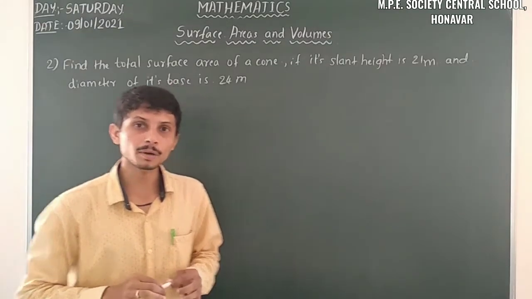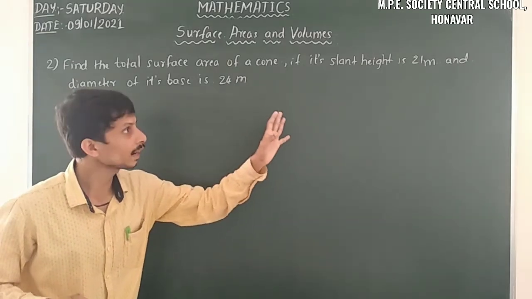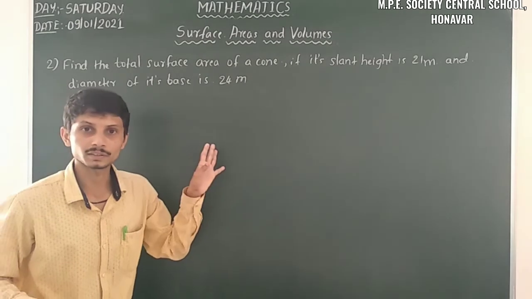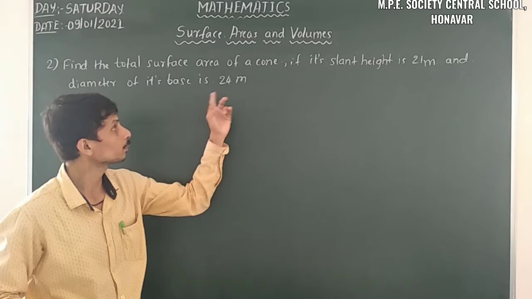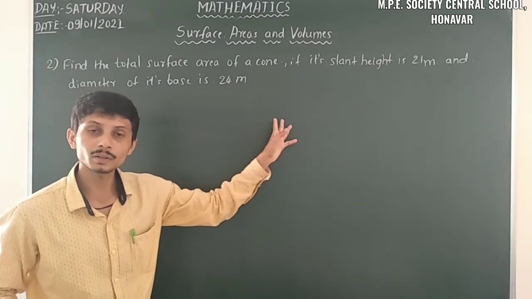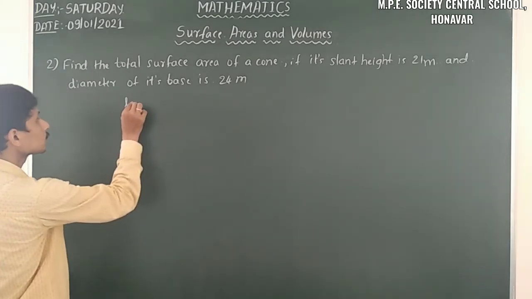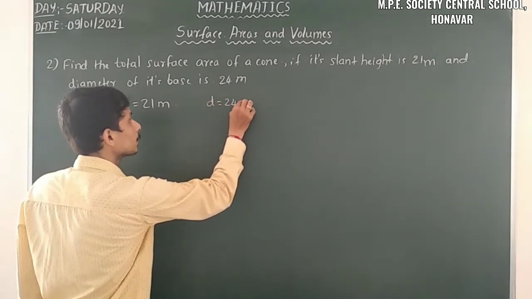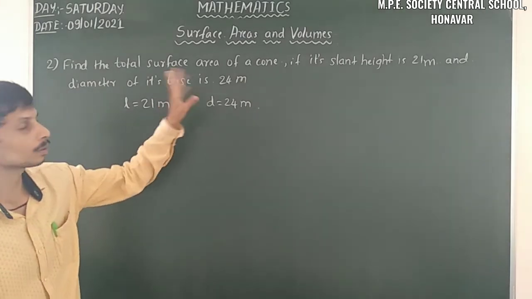Let us take the second problem. We have to find the total surface area of a cone if its slant height is 21 meter and the diameter of its base is 24 meter. Both are in meters, so no need to change the units. Firstly we write the given things: L is equal to 21 meter and the diameter is 24 meter. We have to find the total surface area of the cone.